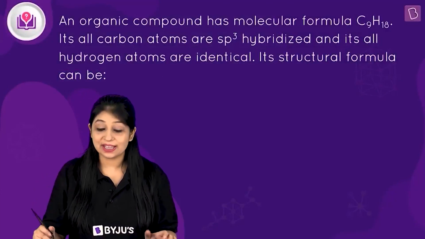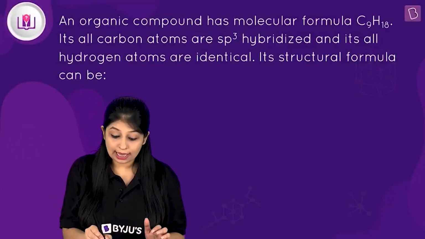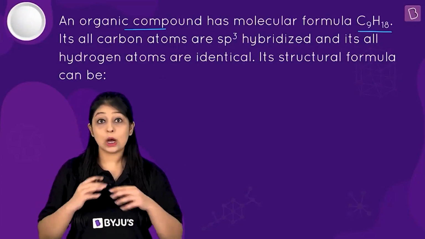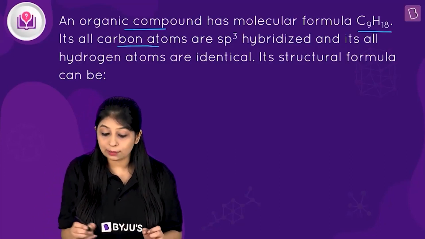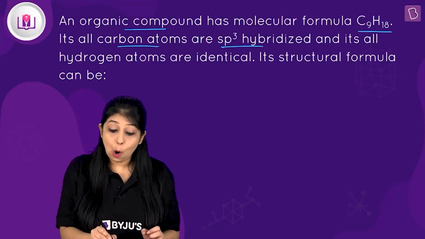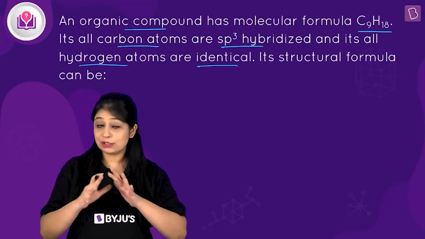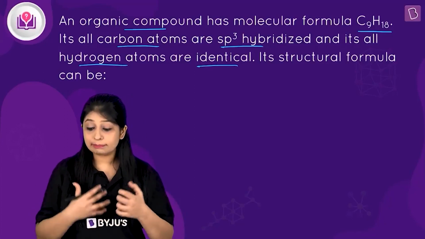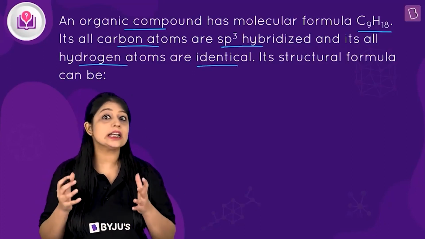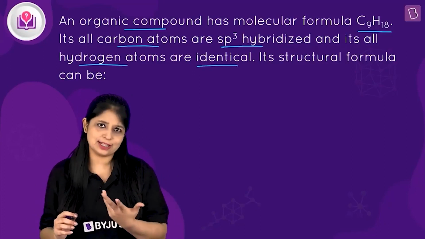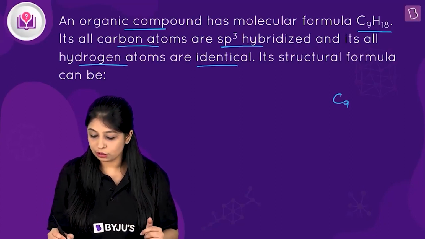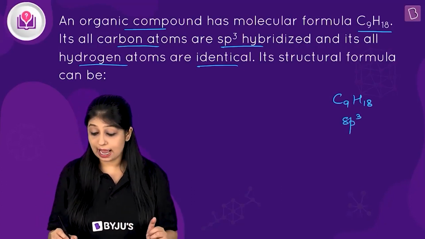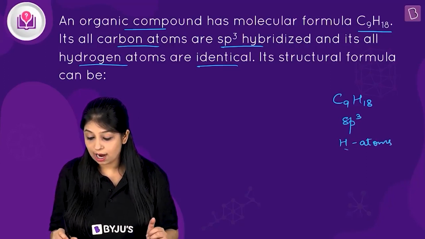Let's have a look at this question. Here we have to find an organic compound which has the molecular formula C9H18. Other conditions given to us are that all carbon atoms are sp3 hybridized and all hydrogen atoms are identical. So we have to find an organic compound which follows all three of these criteria. Its molecular formula should be C9H18, all carbon atoms should be sp3 hybridized, and all hydrogen atoms are identical.